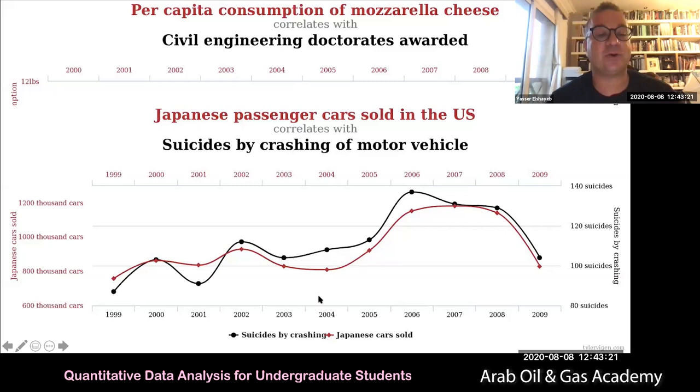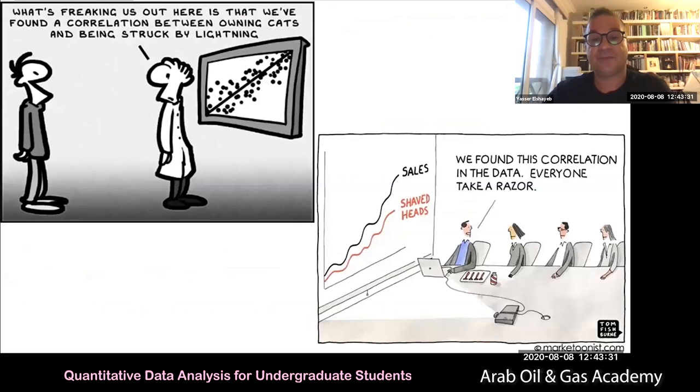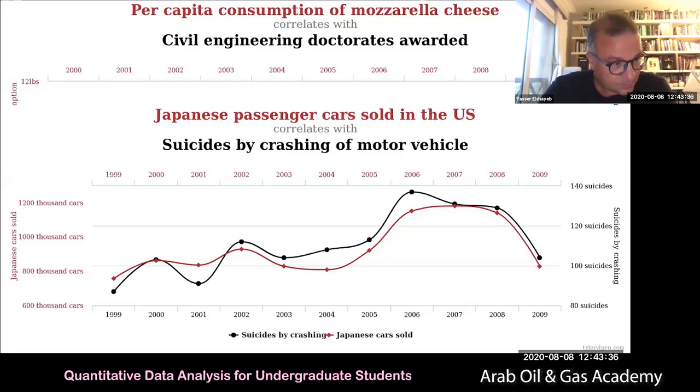This is a correlation between the Japanese passenger cars sold in the US and the suicide by crashing of a motor vehicle. They are correlating to each other. And the question of the poll about the number of people drowning in a swimming pool and the number of films that Nicolas Cage has appeared in, there is actually a perfect correlation between those two variables.